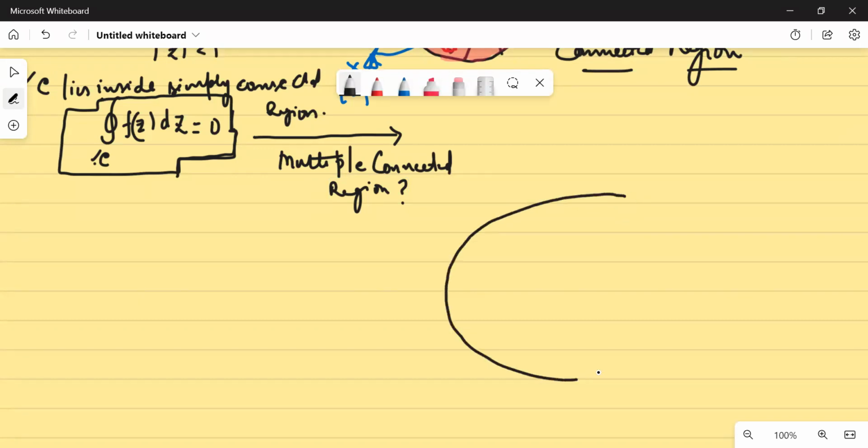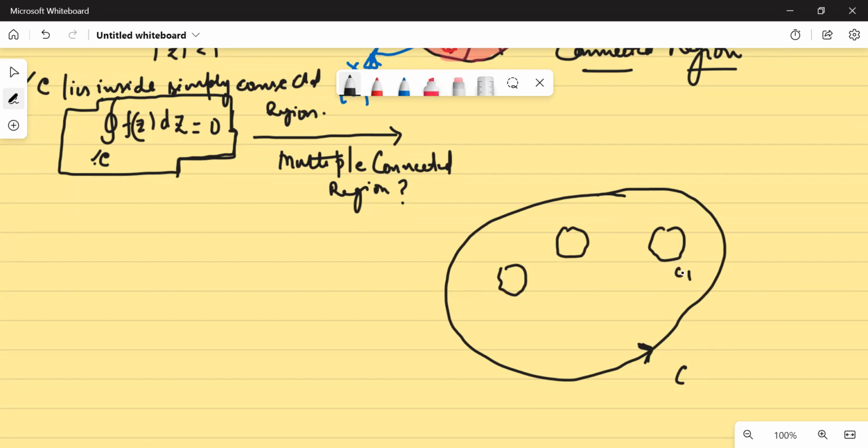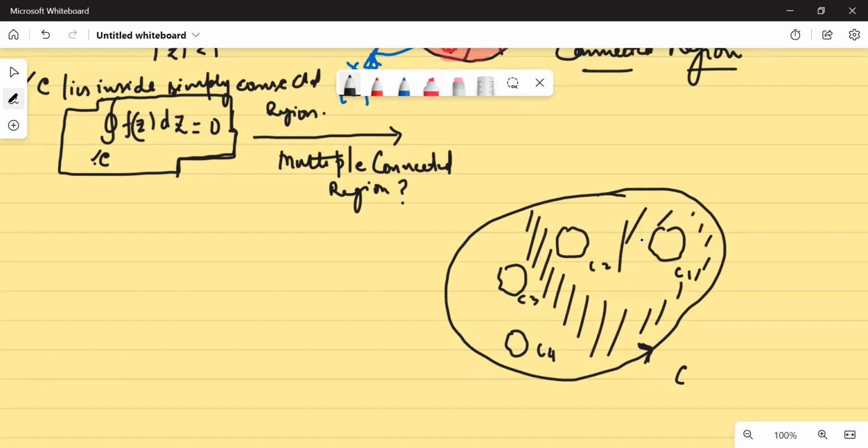So let's say I'm making a curve C. And let's say I'm traversing it counterclockwise. And let's say I have some closed curves here, let's say C1, C2, let's say C3, and then let's say C4. So yesterday I told you about this region I'm talking about. This particular region clearly is a multiply connected region. Okay, so it is a multiply connected region.